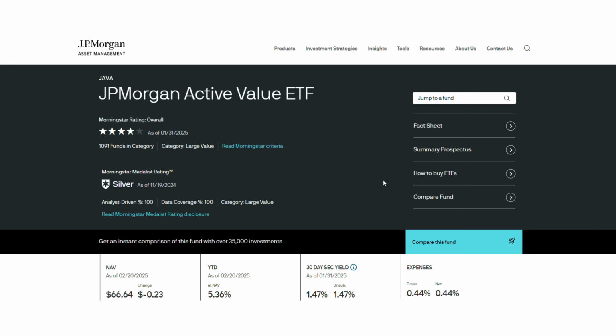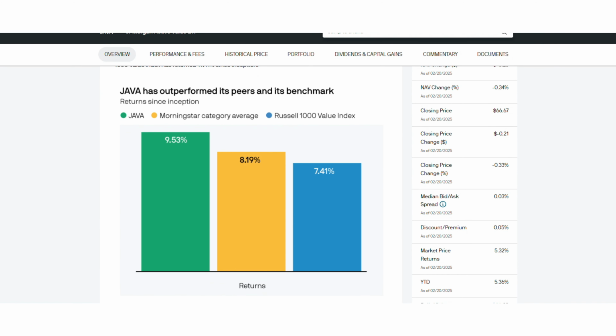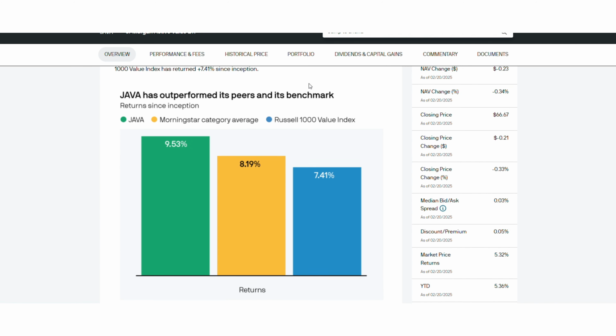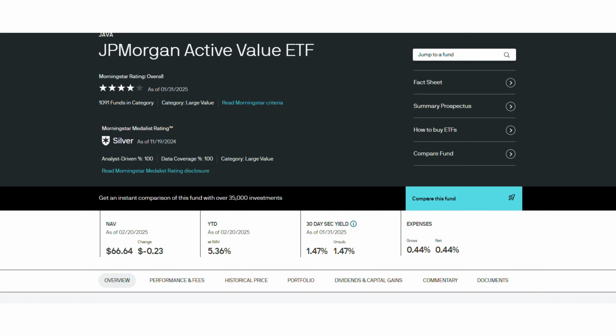An example of an active ETF would be the JP Morgan Active Value ETF, symbol JAVA. A great way to look at that is if we look at this chart, they have illustrated that this ETF, JAVA, has actually outperformed its benchmark, that benchmark being the Russell 1000 Value Index. So this is a good example of an active ETF that has actually outperformed the benchmark against which it's trying to compete.